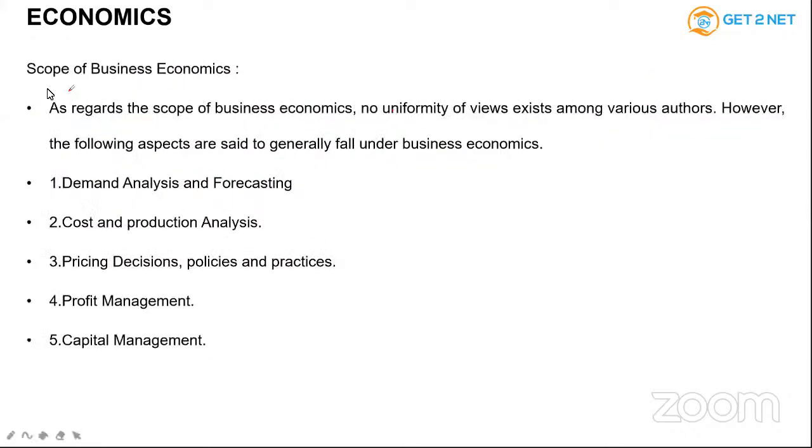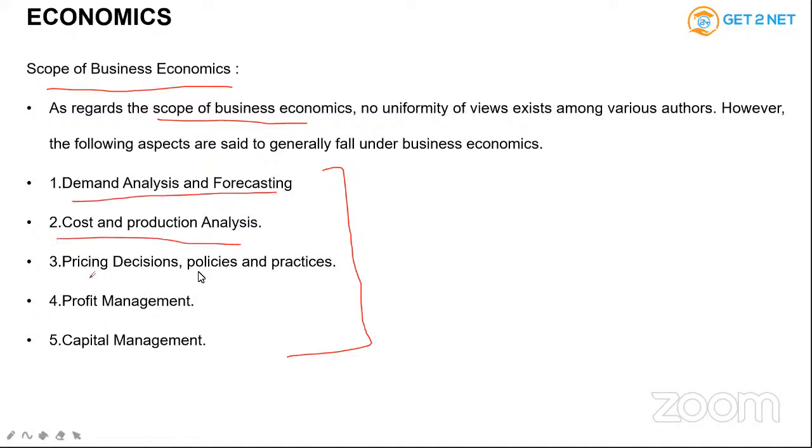What is the scope of business economics? Very, very important. These are the five important points under which the scope of business economics falls. Now, scope means jurisdiction, right? When we say scope, that means vastness or jurisdiction. So these are the scope of business economics. One is demand analysis and forecasting, cost and production analysis, pricing decisions, policy and practices, profit management, capital management.